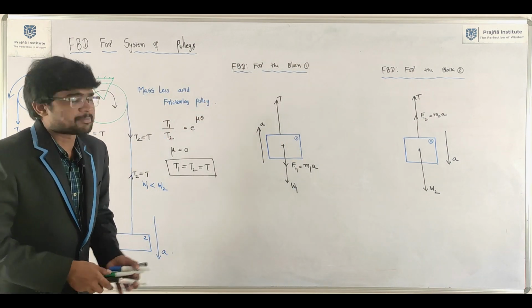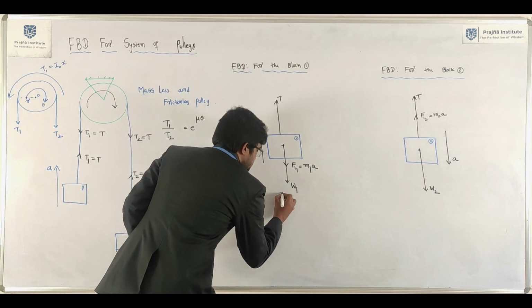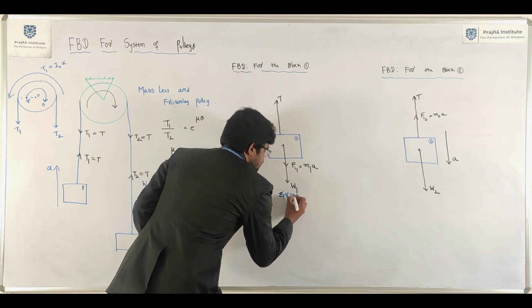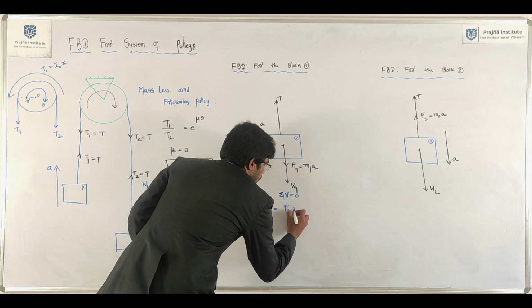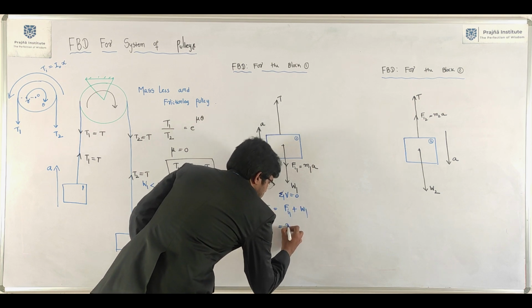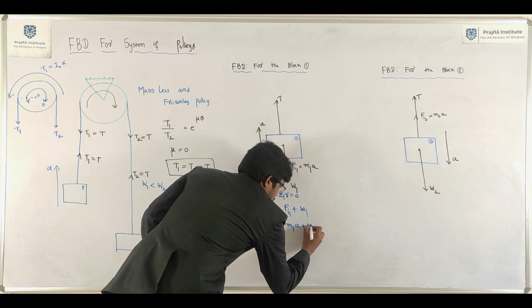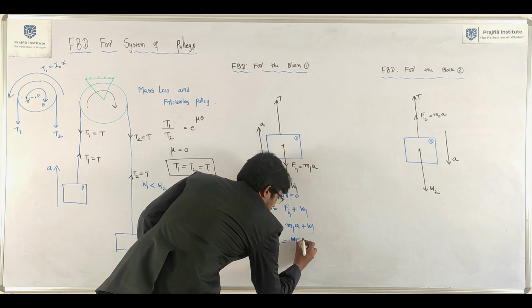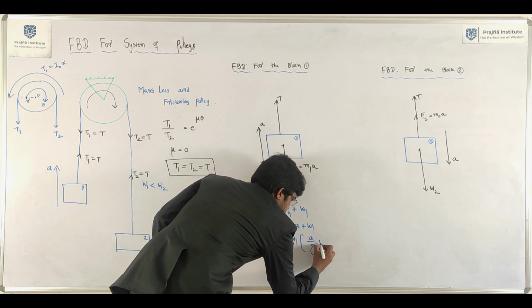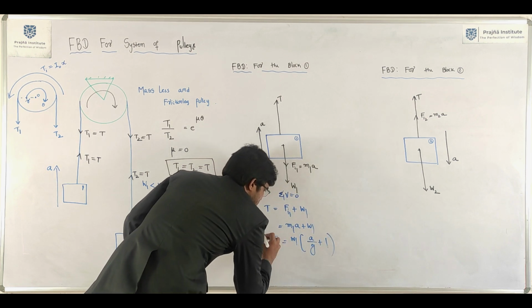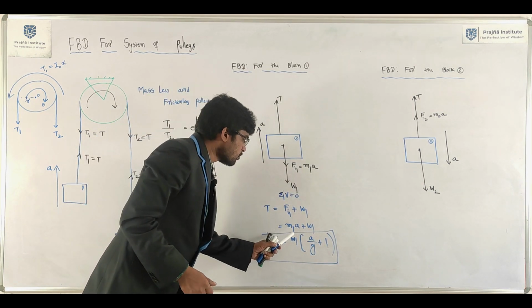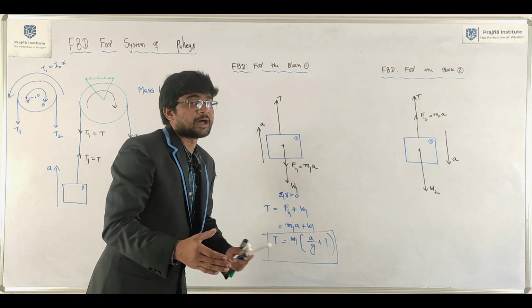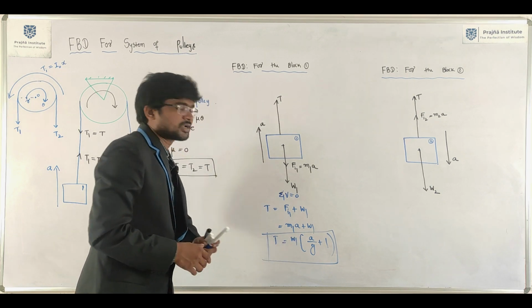Now just apply equilibrium equations. Sigma V equals to 0, then T equals to F inertia 1 plus W1, M1A plus W1, W1A by G plus W1, which is W1 into 1 plus A by G. This is tension T. Correct now? We can write M1 as W1 by G, just to take W1 common.